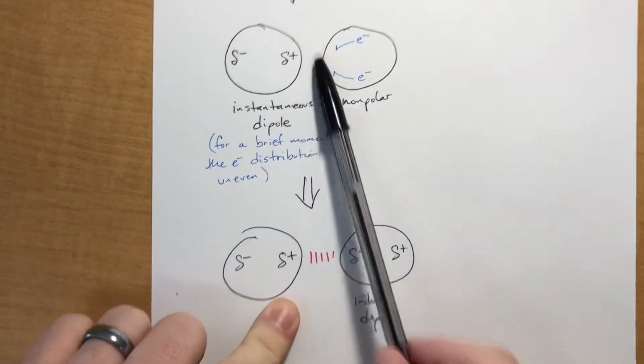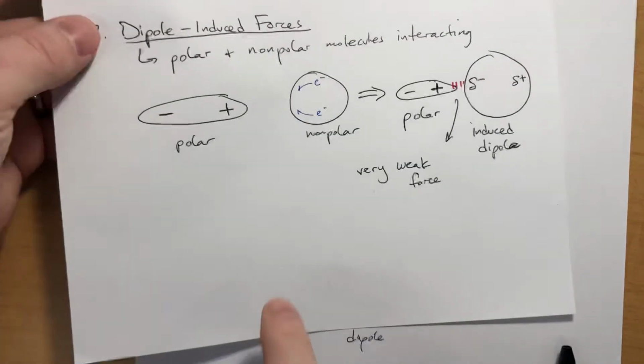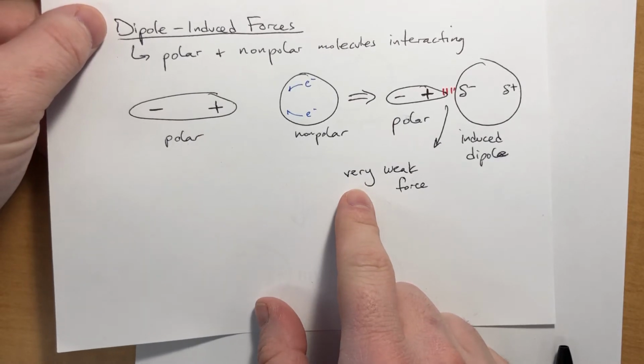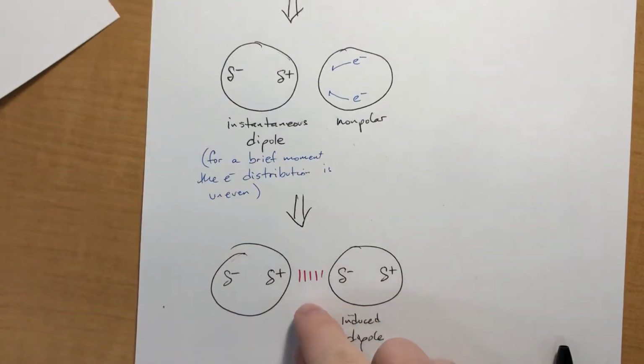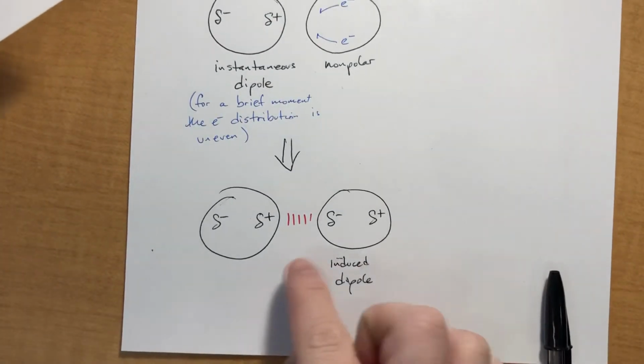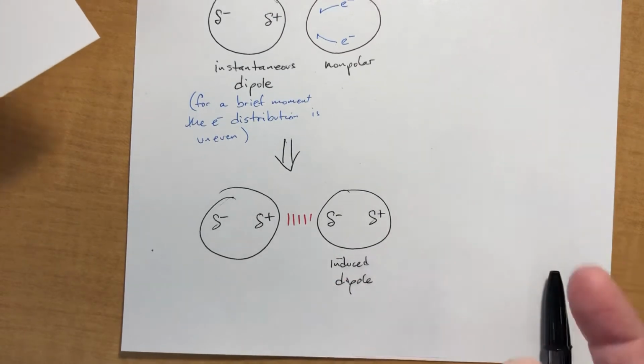So this seems like it should be a weaker force than this. And in some ways it is, and in some ways it isn't. Each individual force probably is weaker because neither of these really were polar ever at any given point. They're just kind of partially polar.